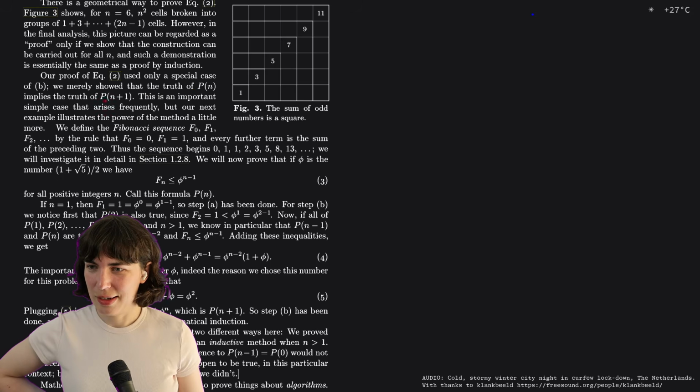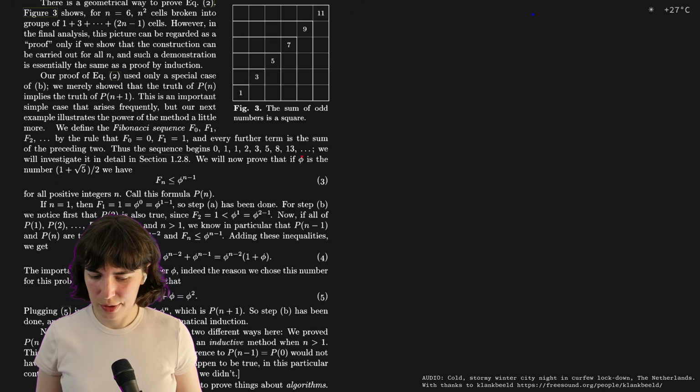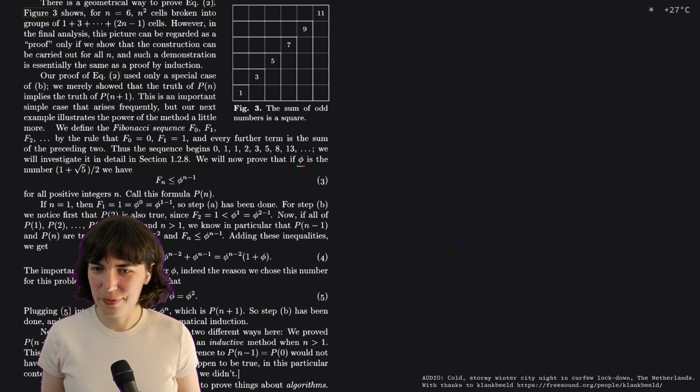Okay. Right, Fibonacci sequence. Anyway, I got distracted. We will investigate it in detail in section 1.2.8. We will now prove that if... what's this? Theta? What's that symbol again? Theta, maybe?